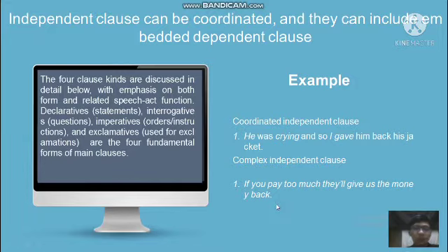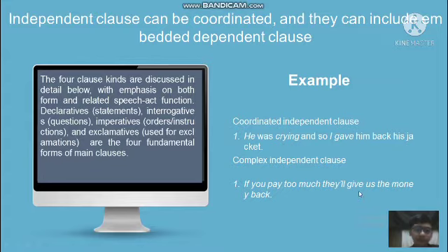Then after the dependent clause, we have the independent clause: they'll give us the money back. Okay, so it gives a complete thought and has a finite verb. So it has a tense and agreement between the subject and the verb.